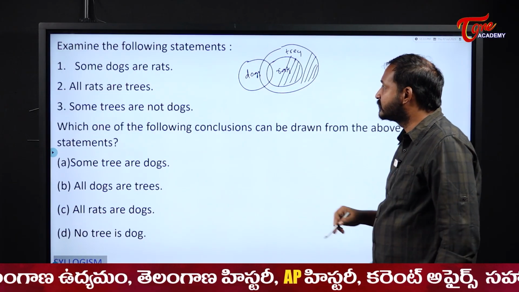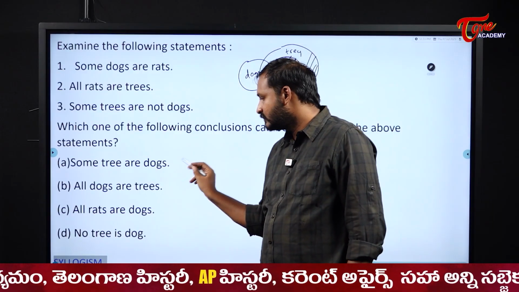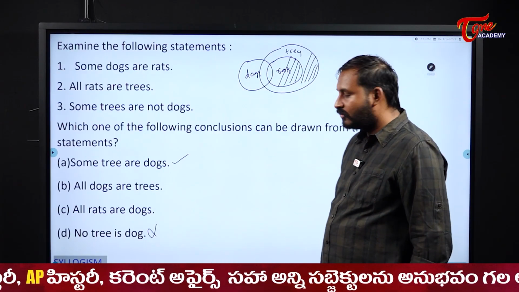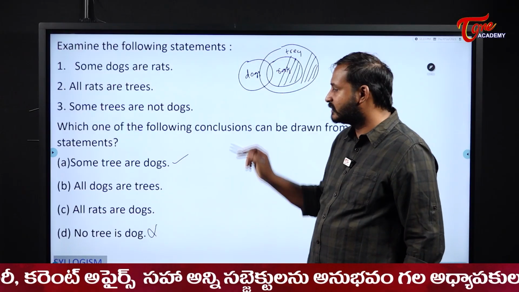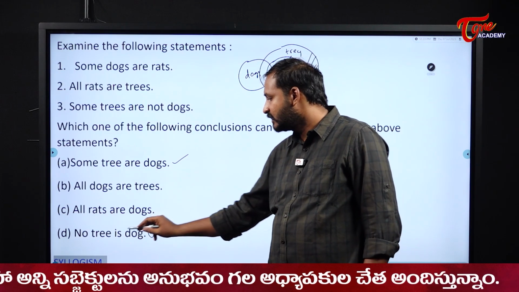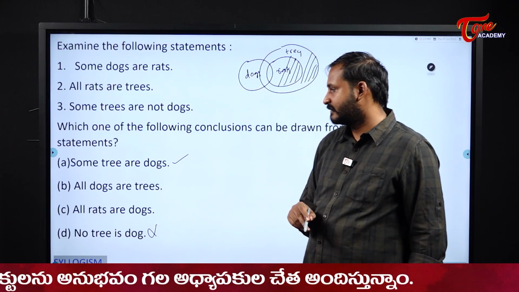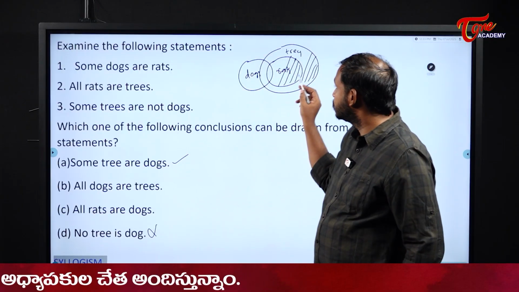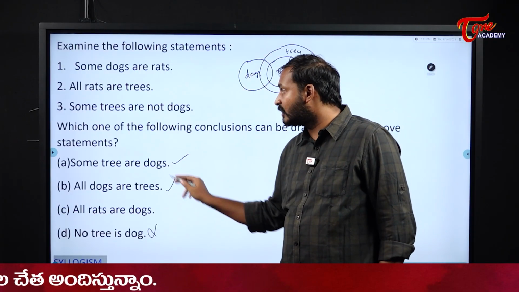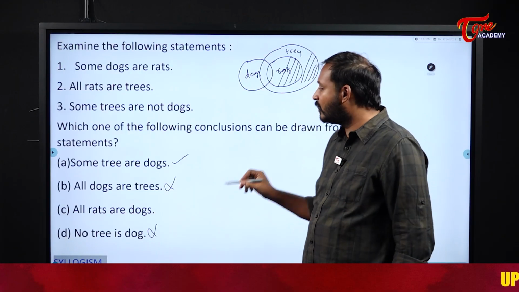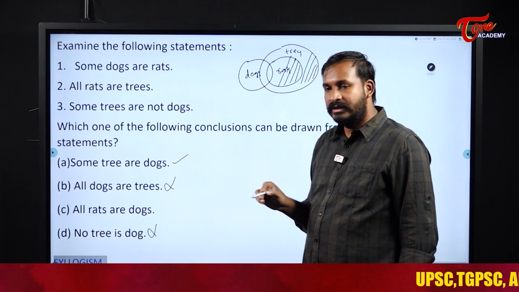Some trees are dogs. Yes, some trees are dogs. No tree is a dog. This is false, right? By default it is false, because trees and dogs share the same portion. Next, all dogs are trees. Are all dogs trees? No, because some trees are not dogs. They clearly mentioned it in the statement itself. So all dogs will not become trees.